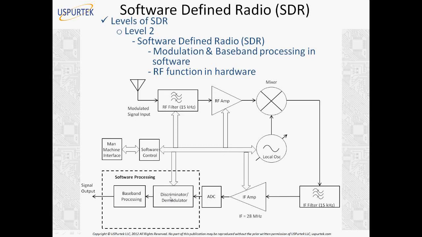Well, next level is the ideal software radio. Here everything is software. At the front end, you just have the antenna, and then you have an ADC. Once you digitize the received signal, then you do everything in software. Digital IF processing, discriminator, demodulator, and baseband processing, and so on. Of course, you have a man-machine interface here too, to control all the different functions. And finally, you get the signal output.